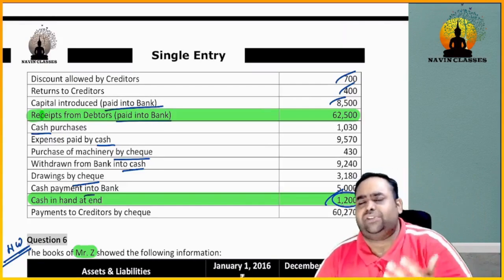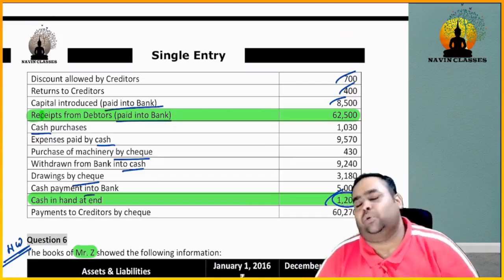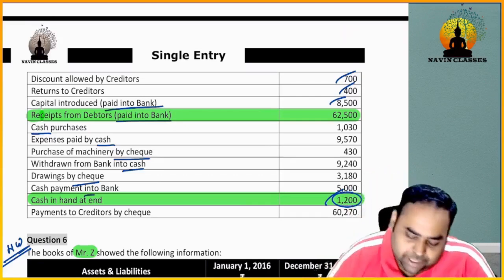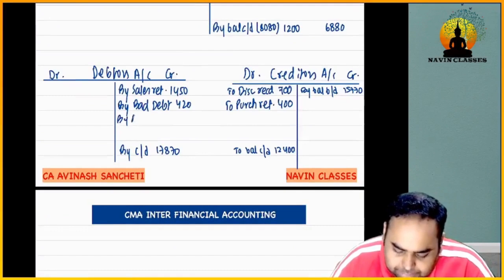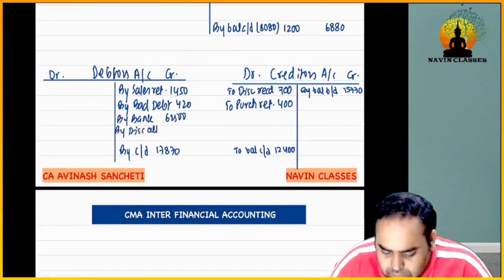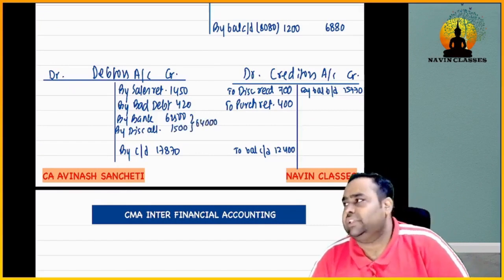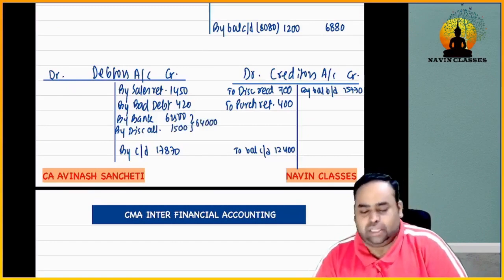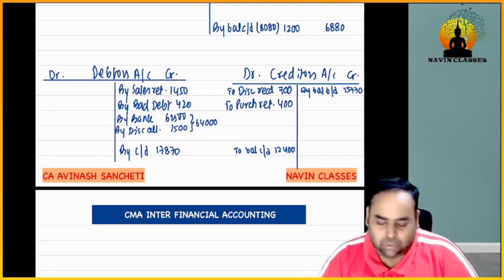And if I deposit this money in bank, then I can work in two ways. First, I can show cash receipt, then I can make a contra entry. Or I can directly show receipt in bank. There is no problem. So in bank, I'll directly show receipt. In the debtors account, by bank 62,500, and by discount allowed 1,500. And in total, it was 64,000, okay? The total including the receipt and discount was 64,000, in which 62,500 is receipt and discount is 1,500.